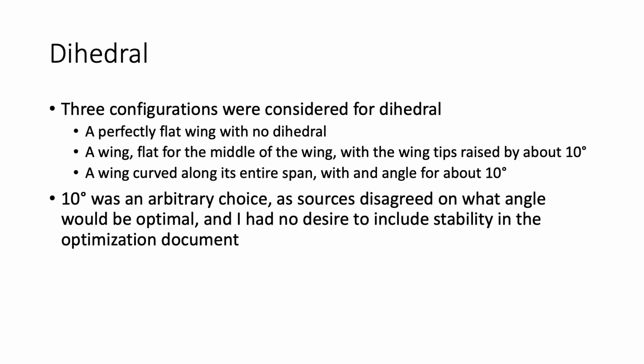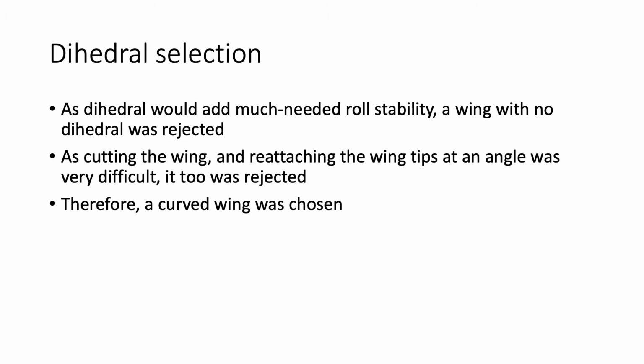For dihedral, 3 configurations were considered: a perfectly flat wing with no dihedral, a wing flat in the middle section with the wingtips raised roughly 10 degrees, and a wing curved along its entire span with a total angle of about 10 degrees. 10 degrees being an arbitrary choice, as sources differed wildly on what was optimal. As dihedral would add much needed roll stability, a wing with no dihedral was rejected. As cutting the wing and reattaching the wingtips at an angle was seen as too difficult, it too was rejected, therefore the curved wing design was chosen.